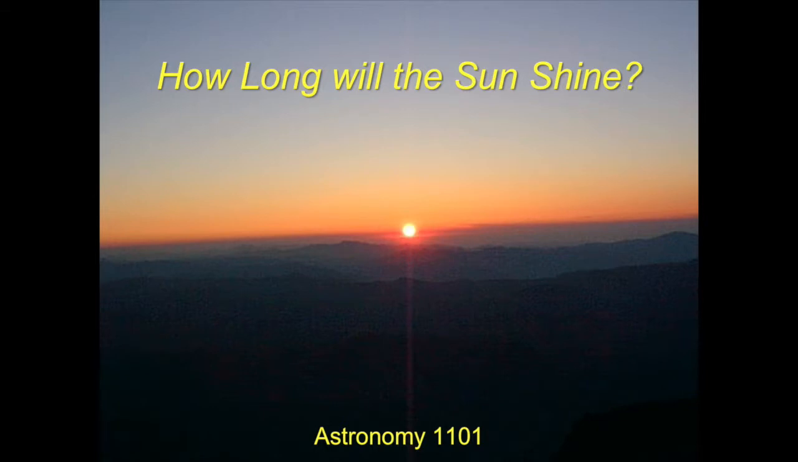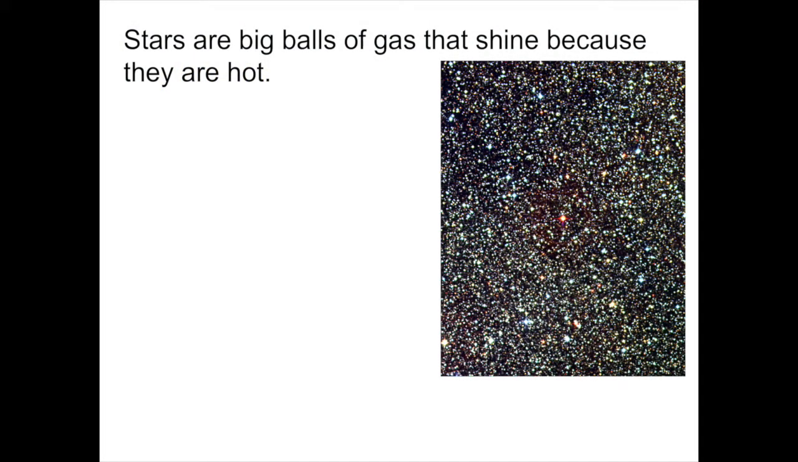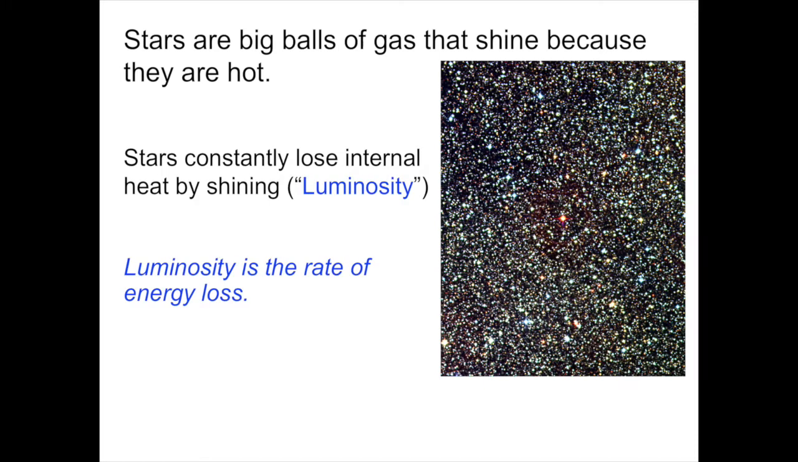In this lecture, we're going to go about trying to find the answer to a deceptively simple question. How long will the sun shine? Stars are big balls of gas that shine because they are hot. Stars are constantly losing internal energy, or internal heat, by shining. We call the amount of heat they lose per second the luminosity. Luminosity is a measurement of the rate of energy loss of a star.